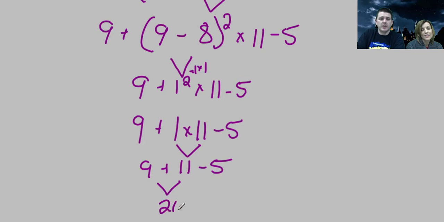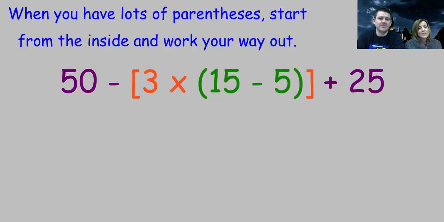She's getting impatient. Apparently I'm too slow because I'm writing everything. So we added first because it came first in the problem. Then we finished with our subtraction. 20 minus 5 is 15. I actually think I said 5, but you know what I meant. This one's all yours.